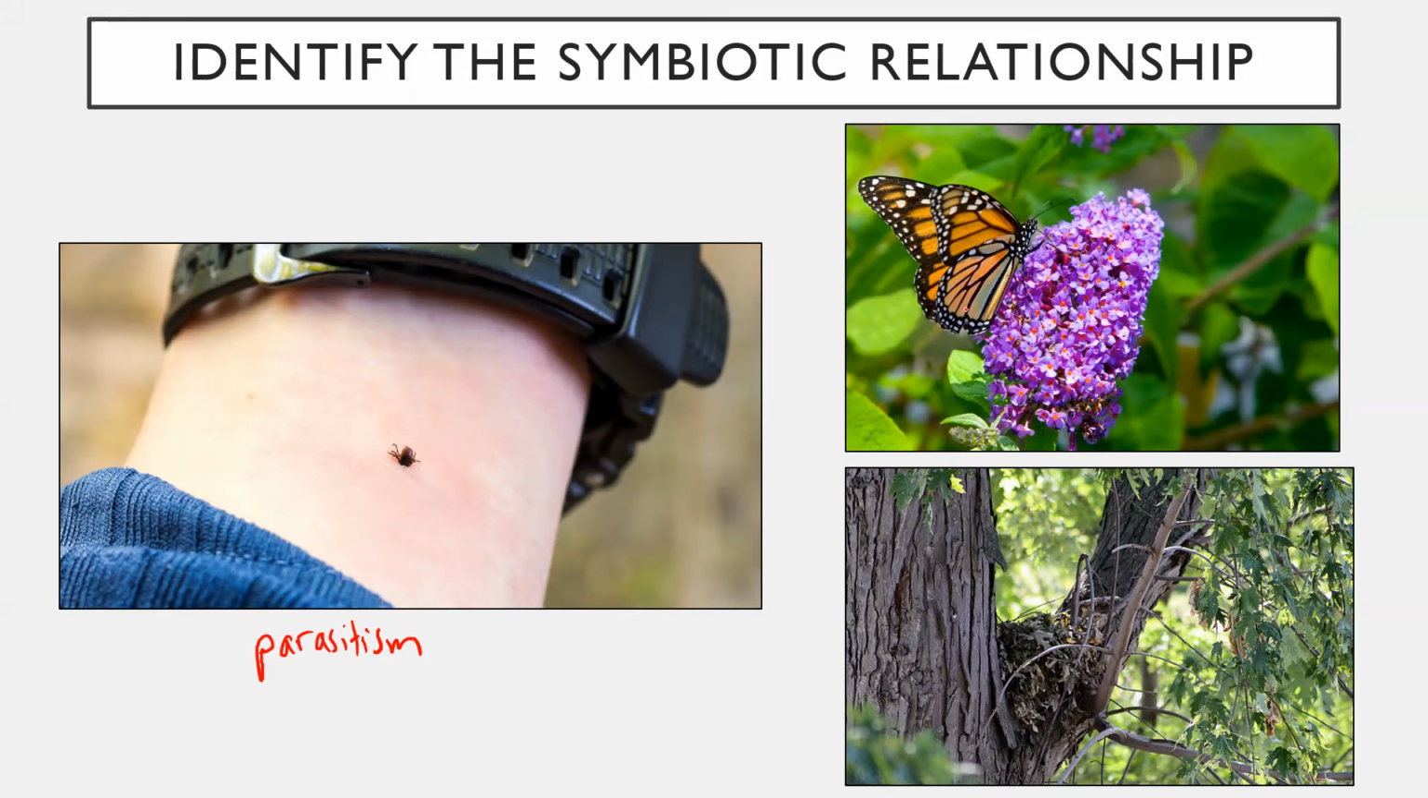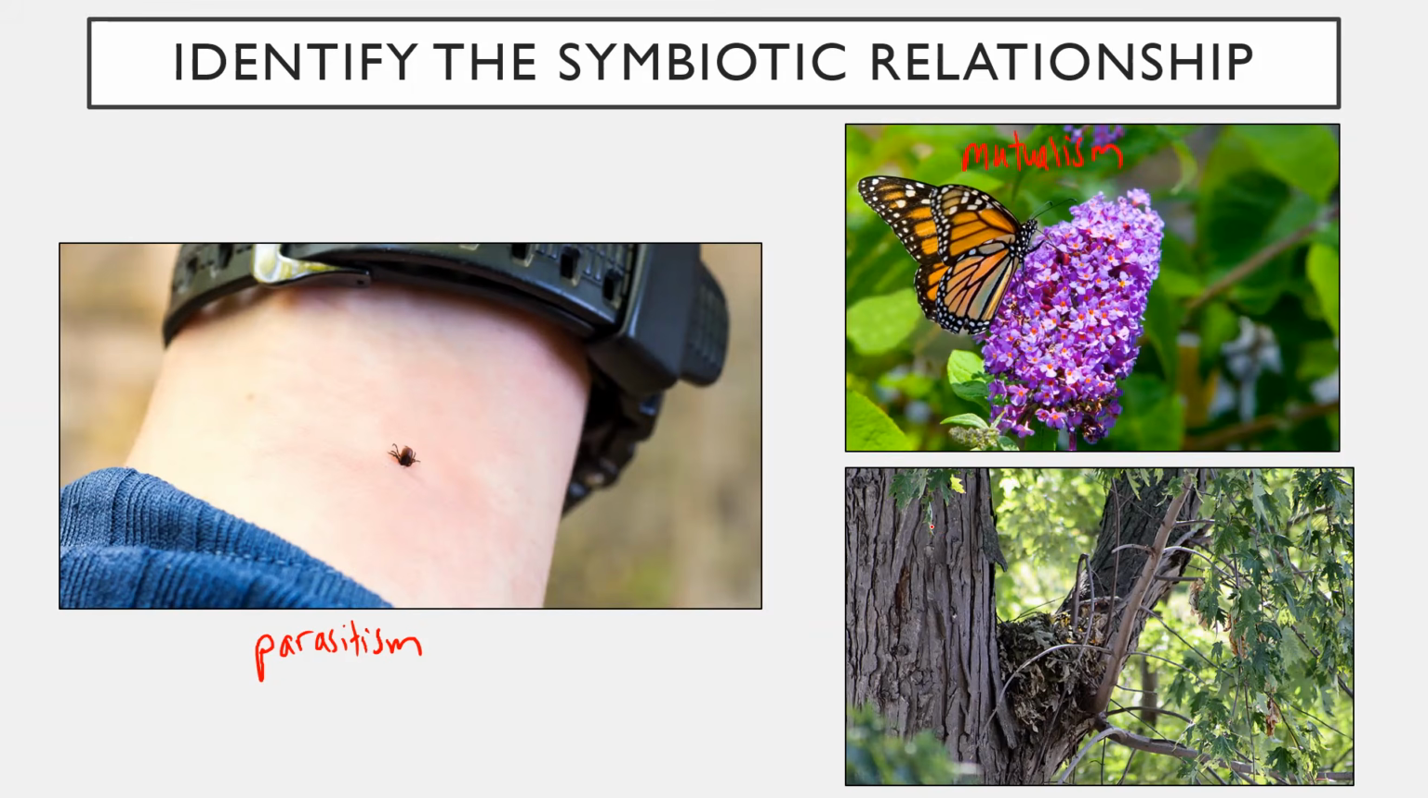Next one I'll look at is this monarch butterfly on a flower. Now, the monarch butterfly, of course, is getting pollen from the flower, but the flower is also benefiting from this relationship because it's allowing its pollen to get spread to other flowers, right? So since both of them are benefiting from this, it's a mutual relationship, therefore we call it mutualism. Okay, that one would be mutualism.